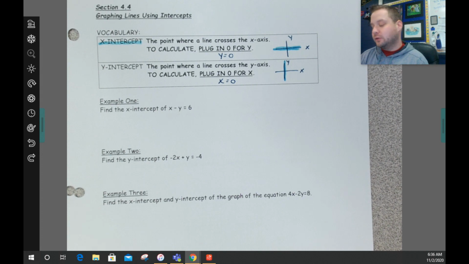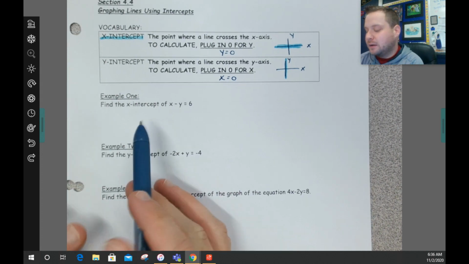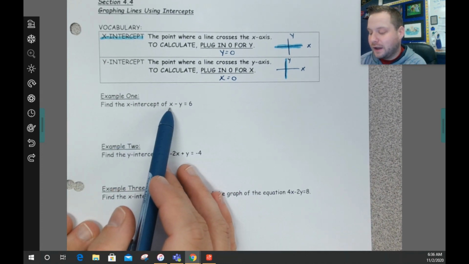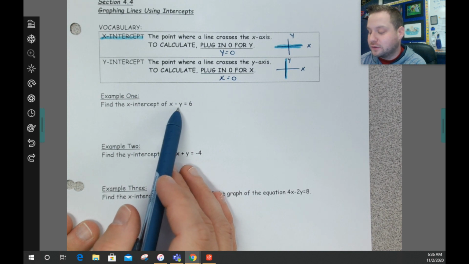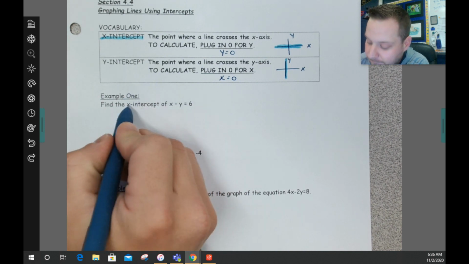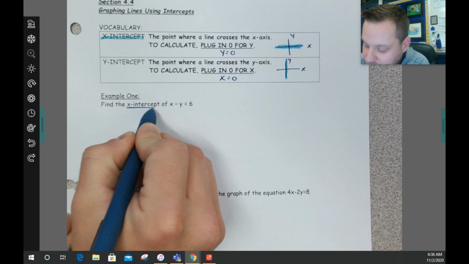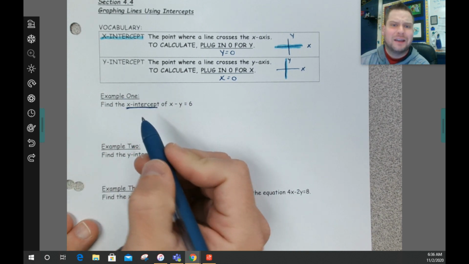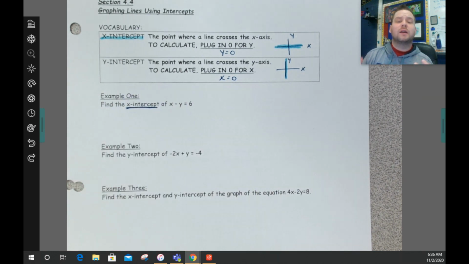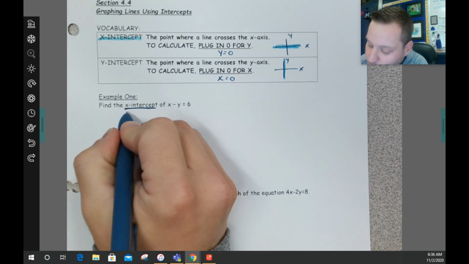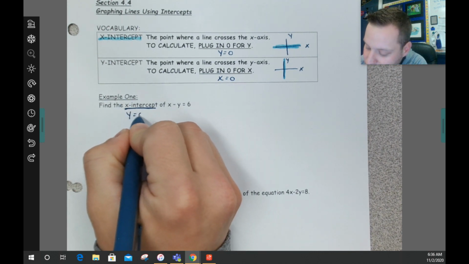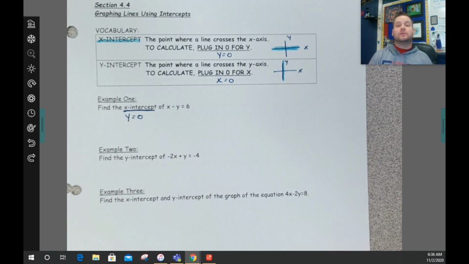All right, so jumping right into the examples. Example 1, they want us to find the x-intercept of x minus y equals 6. I'm going to go ahead and underline what they want me to find. They want us to find the x-intercept. We know when I am looking for the x-intercept, y is always going to equal 0. Dead giveaway. As soon as you see x-intercept, y equals 0.